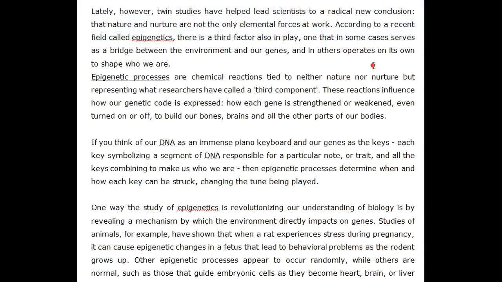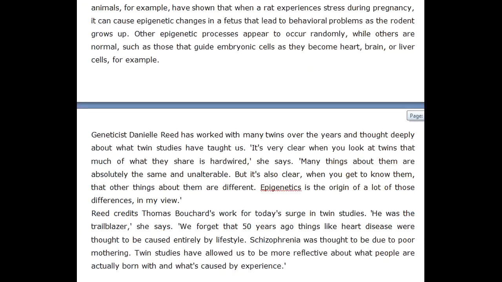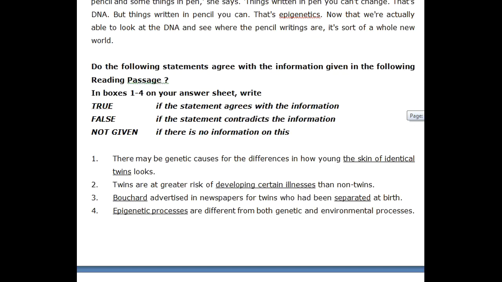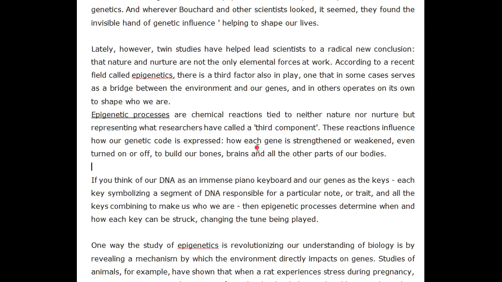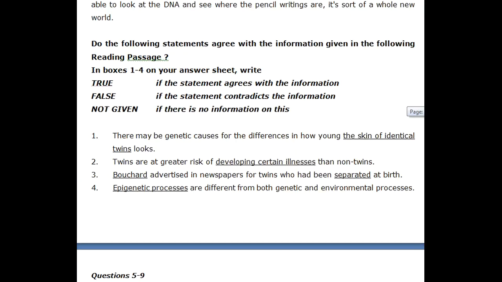But in the meantime, I forgot the question. So I have to go back to see what exactly the question was. Epigenetic processes are different from both genetic and environmental processes. So is it different from both? Right, let me see. Epigenetic processes are chemical reactions tied to neither nature nor nurture, but representing what researchers have called a third component. These reactions influence how our genetic code is expressed, how each gene is strengthened or weakened. Okay, so they're clearly saying that this is a third component. So what they are claiming in the statement is true. So this answer is true.